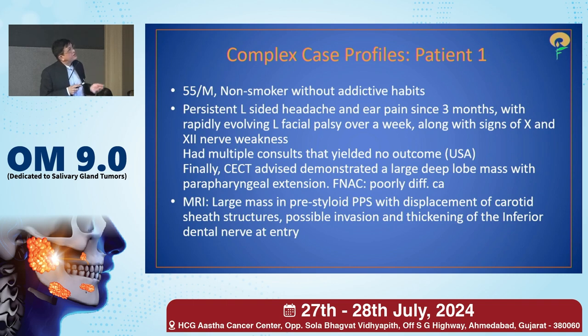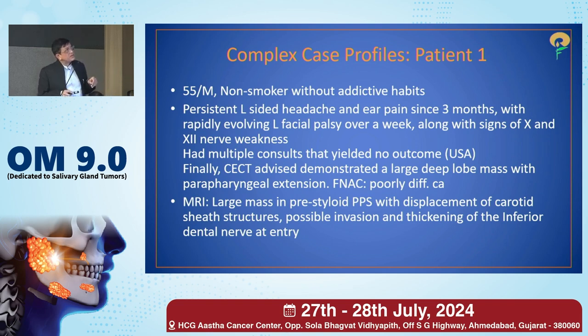The first was a 55-year-old man, a non-smoker without any habits. He had a persistent left-sided headache. Mind you, he was in the US for 4 months, in the process of relocation when all this started. So he had a left-sided headache and ear pain for 3 months. A variety of things went on happening, but they didn't get to the point somehow until he started developing a facial palsy, at which point a CECT was advised and it showed a parapharyngeal space tumor.